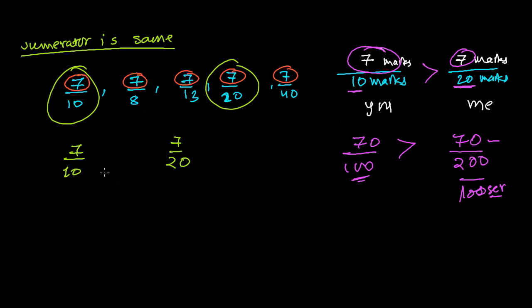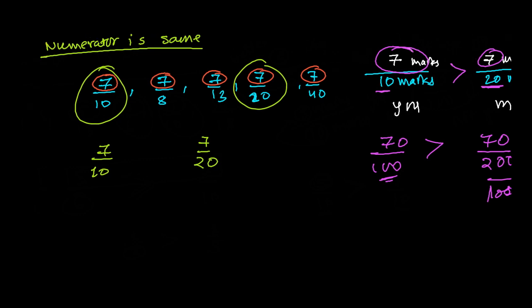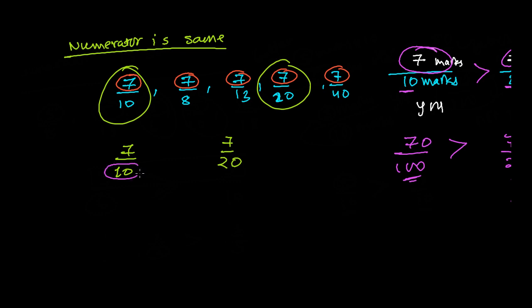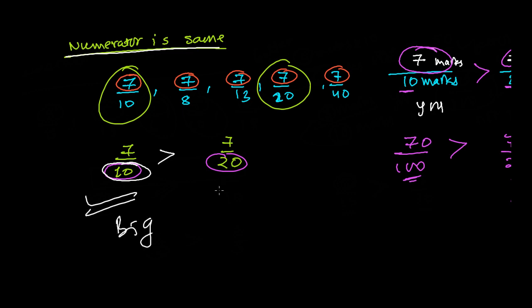So to distinguish a bigger fraction or a smaller fraction when the numerator is same, you need to look at the denominator. The fraction having the smaller denominator is always bigger than the fraction having the bigger denominator if the numerators are same. Once again, the fraction having the smaller denominator is always bigger than the fraction having the bigger denominator.